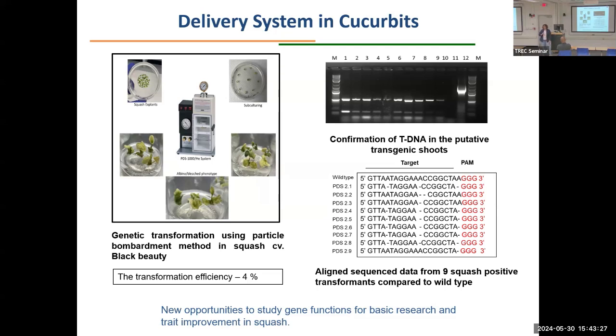And we know that cucurbit crops are very hard to transform and regenerate. So the efficiency is very low for cucurbits. So this study has opened up the opportunity to study gene function for basic research and trait improvement in squash.